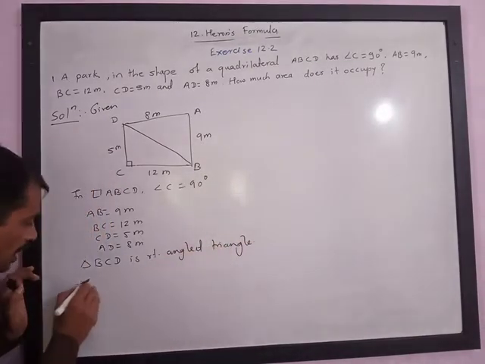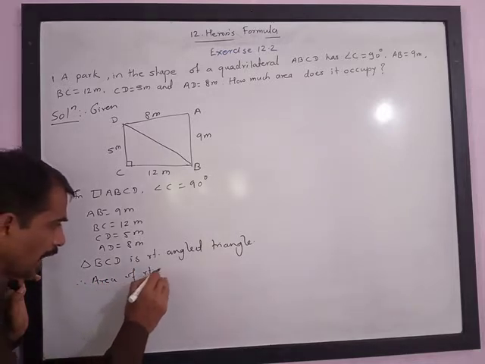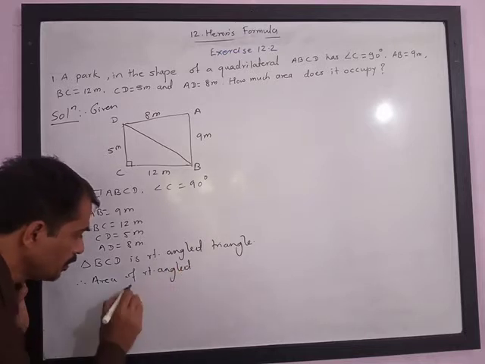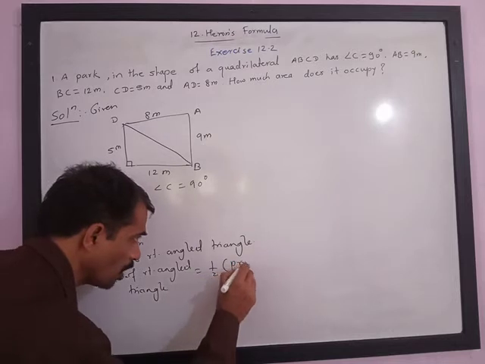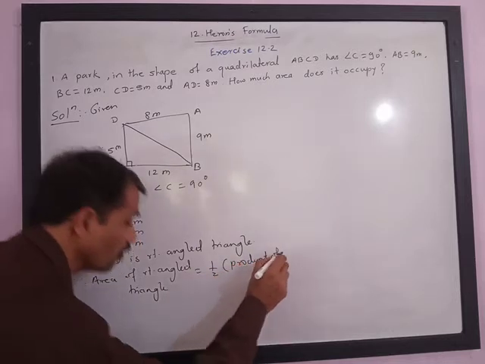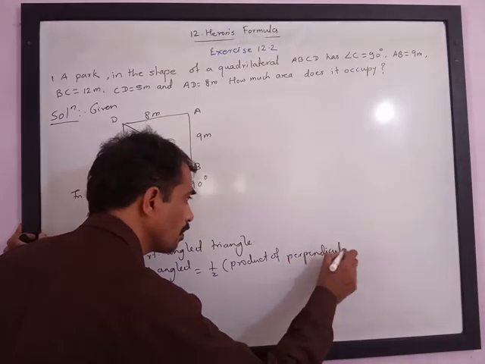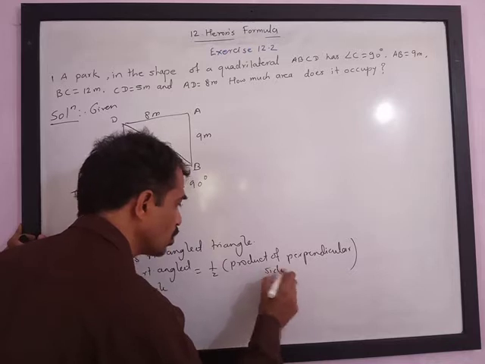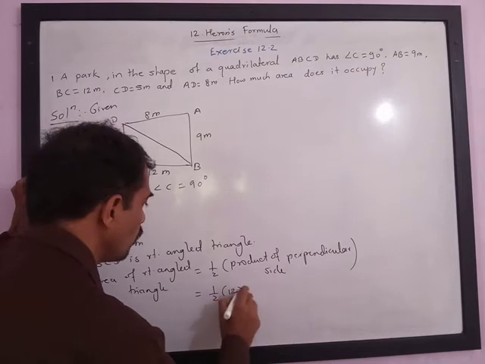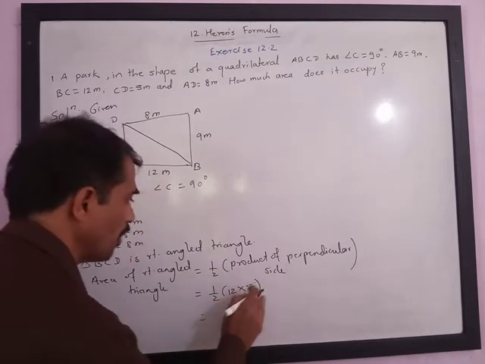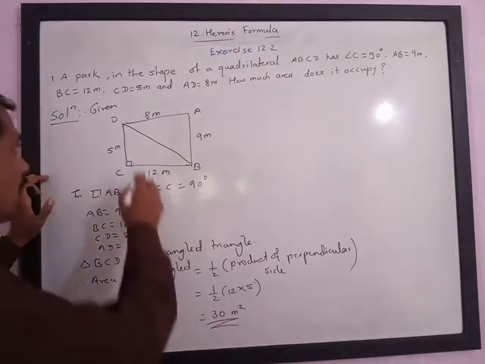We know that area of a right angle triangle is equal to half multiplied by the product of the perpendicular sides. So this is equal to half multiplied by 12 into 5. 12 5s are 60. 60 divided by 2 is 30 meters square. We have found the area of this portion.